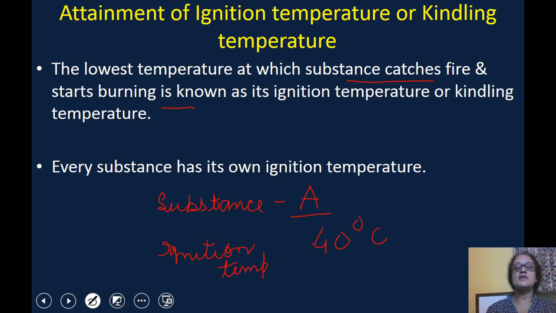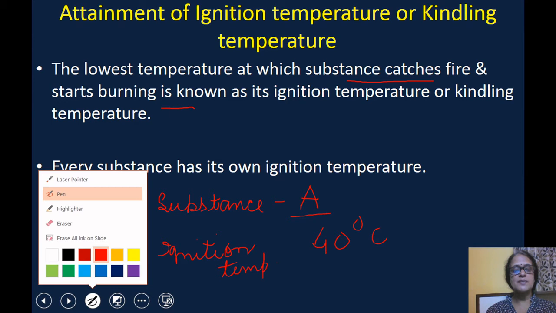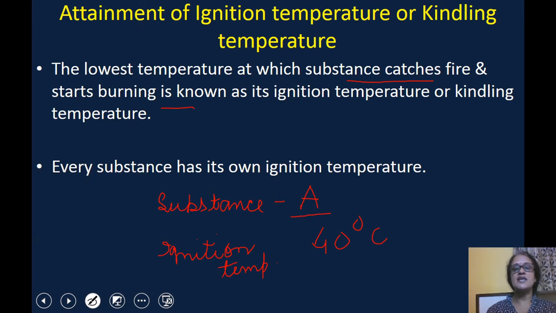So what do you think? Will this substance A catch fire? Definitely not. The substance A will not catch fire, because its ignition temperature is not achieved. It will catch fire when we start heating it and the temperature reaches 40 degrees centigrade. So now it must be clear to you, what is ignition temperature? Ignition temperature is the minimum temperature at which a substance catches fire and starts burning.